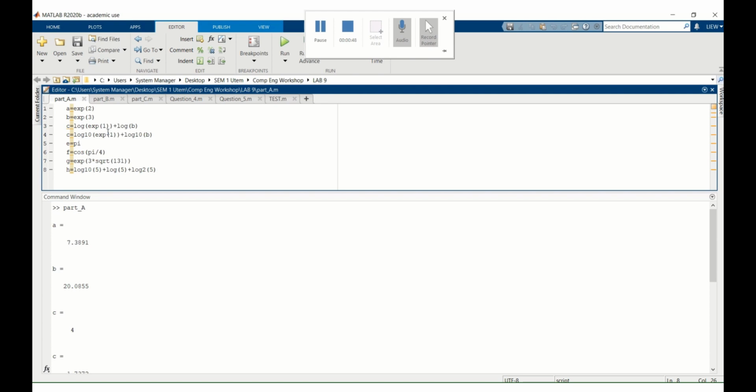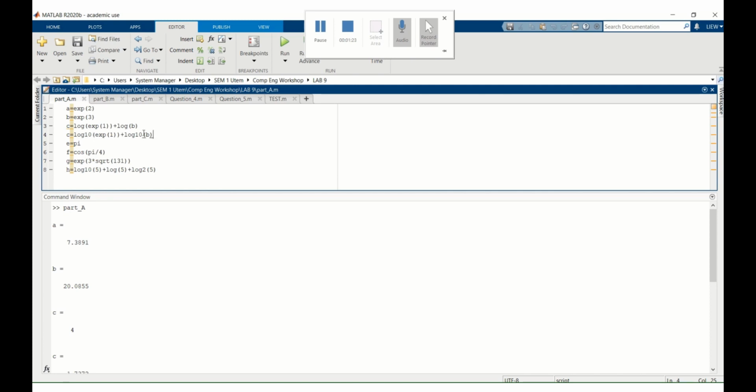So I do a simple explanation. For exp, it means exponent. Inside the bracket means the power. So for A, the expression is exponent to the power of 2. And then for C, the log exponent 1, the log represents the log base exponent. So the log exponent 1 base exponent, and then the log b base exponent.